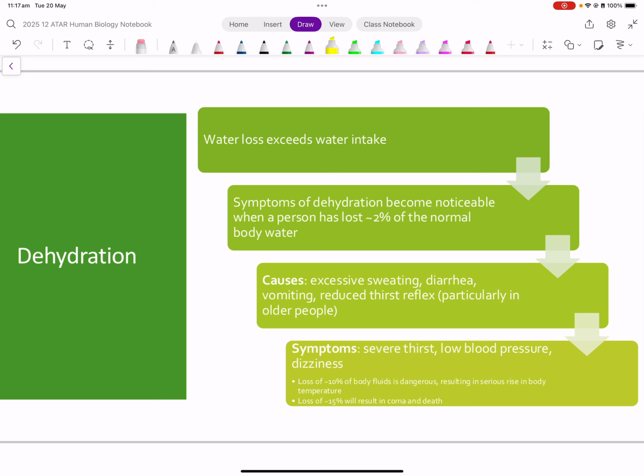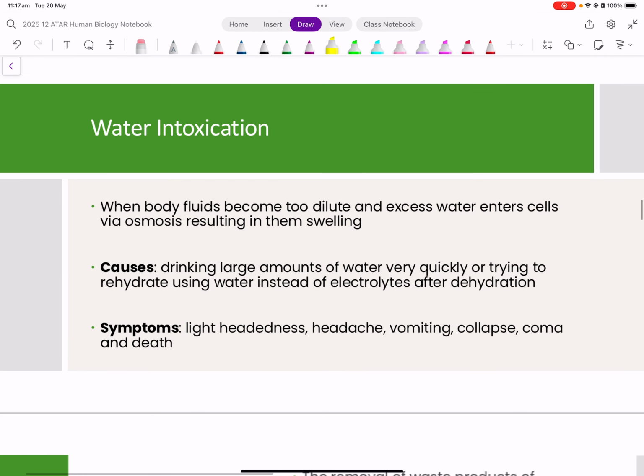And what we observe with this is people who are really dehydrated have a severe thirst, they will have a lower blood pressure, and they will sometimes, in severe circumstances, start to feel dizzy. And if this is not addressed and water isn't taken in, then it can lead to coma and death.